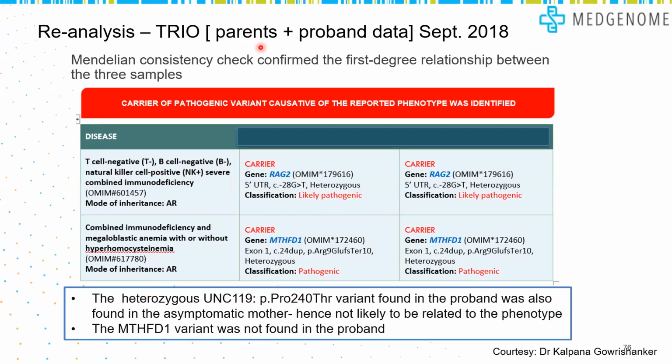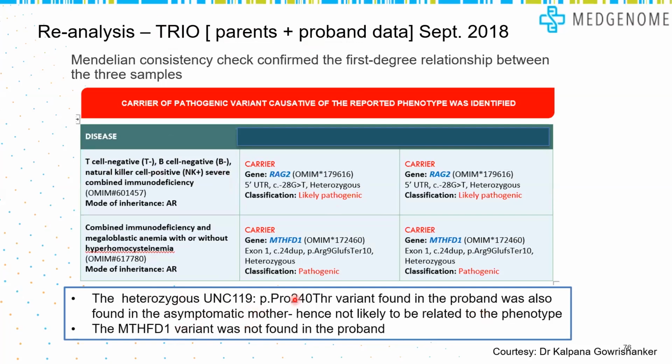Now, when the parents were sent for carrier screening, we also analyzed it along with the proband data. This was not sent for trio, it was sent for carrier testing. But since we had the proband data, we did a trio analysis, and the UNC119 variant, which was found in the proband, was found in the mother also.